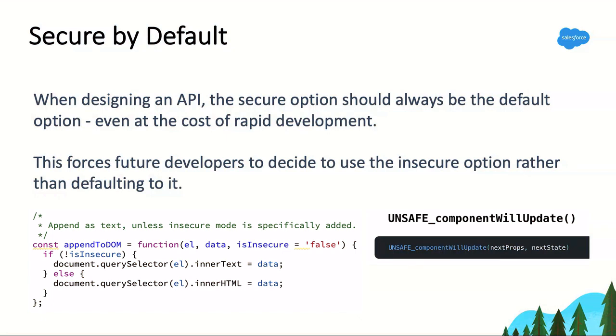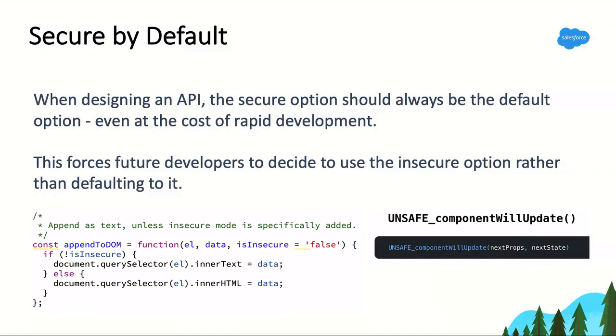You can see here I wrote a little method on the left. This is just a JavaScript method that appends data to the DOM. And the default value for the insecure is false. It's literally called isInsecure. So if someone were to read through this code, they'd know, oh, this is secure by default. And if I want to do it the insecure way, I have to literally go through the effort of adding an extra parameter and telling it to do the insecure option.